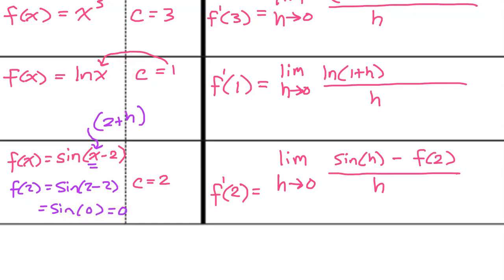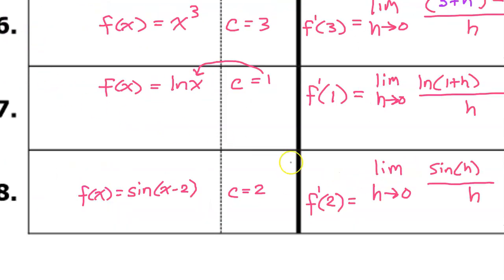So that means this would really be minus 0. So you could write it like this, or you could just not put the minus 0 at all. You might see it like this. So this limit is another way of writing the derivative of f at 2, where the function f is this function, sine of x minus 2. And that was problem number 8.